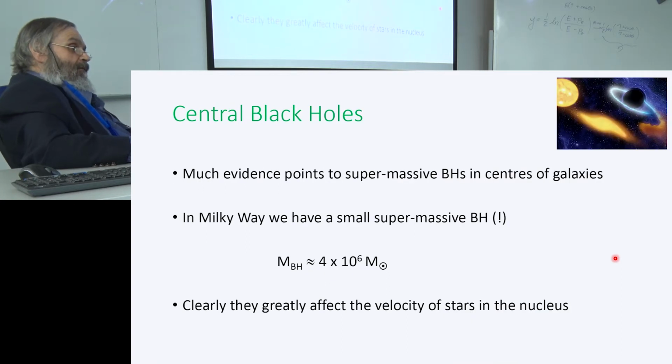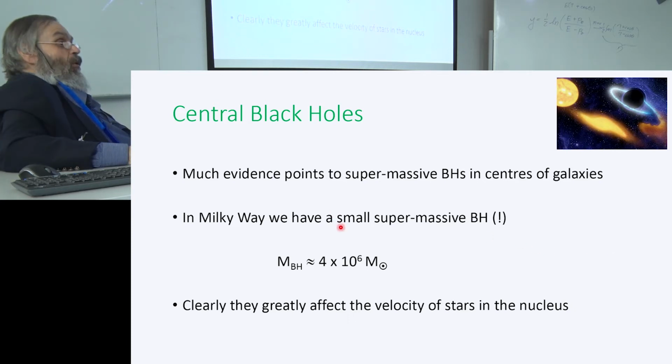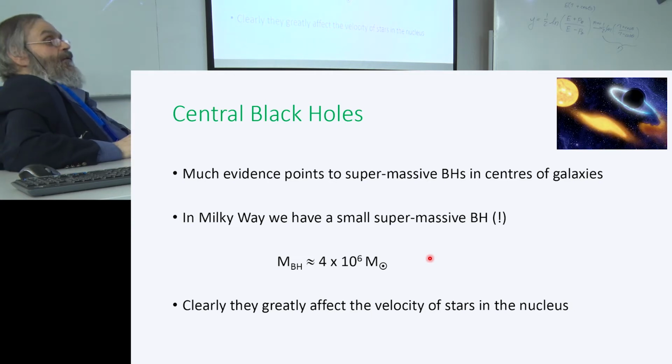And we believe that there are supermassive black holes in the centre of many of these galaxies. In the Milky Way, we have a small supermassive black hole, which might just make it a massive black hole, you would think. But a massive black hole would refer to a stellar mass black hole. So anything that's more than stellar masses is called supermassive. So hence you can have very small supermassive ones.